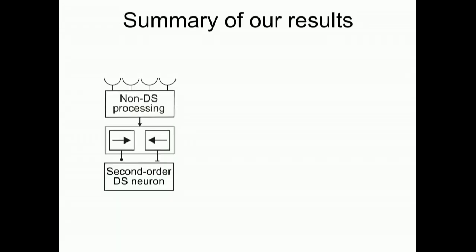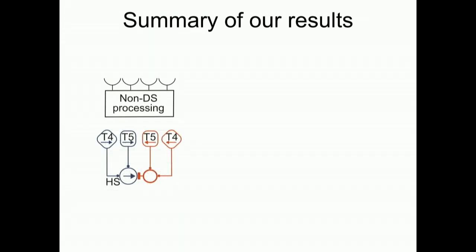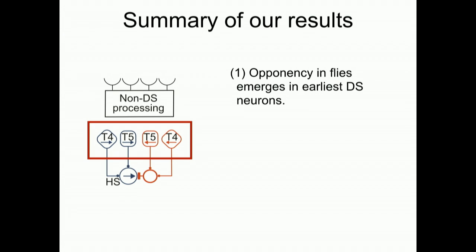So I'm going to start just with a quick summary of what's going to come during the rest of the talk. I'm first going to replace this generic diagram of the visual processing stages with the fly's specific circuits. We'll talk a little bit more about these in a moment. So the first thing we found is we actually discovered that opponency appears to emerge in the first set of direction selective neurons in the fly. So the first part of the talk is going to be going through our evidence for that.